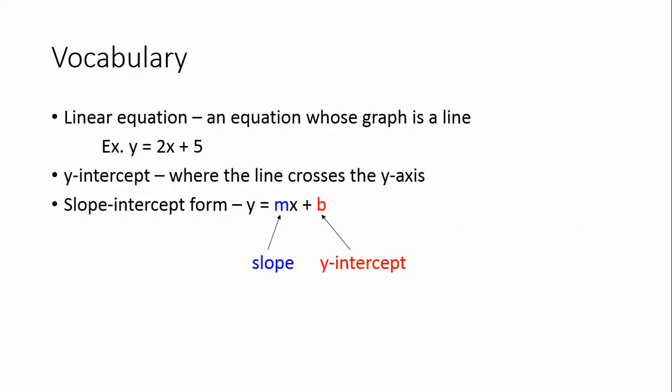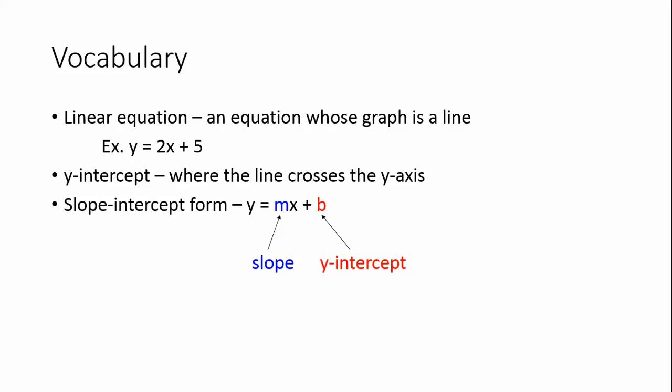So some vocabulary terms, a few of these are review, but the first one is a linear equation, and it's an equation whose graph is a line. An example of a linear equation is y equals 2x plus 5. Remember, we've worked a lot with graphing linear equations. We've looked at slope, we've looked at intercepts, and we've also looked at equations themselves and tried to determine whether or not they're linear.